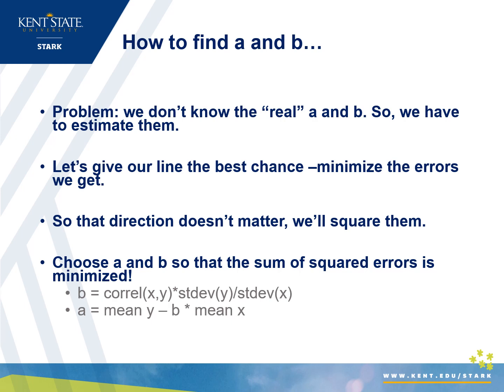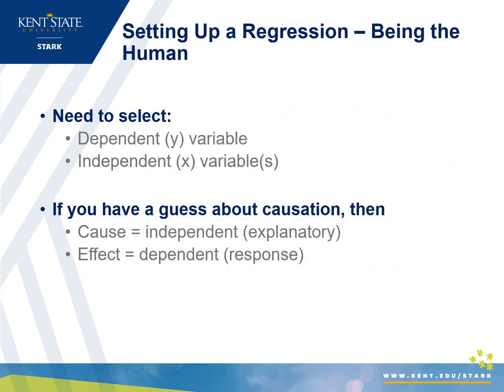Now that we understand that the purpose of linear regression is to estimate a best fit linear relationship between two variables, we need to think about setting it up. The first step here is the human step. You have to decide what variables to use and whether they should be considered the dependent or the independent variable. I'm going to assume just two variables, so you'll have one dependent and one independent. You just have to figure out which is which.